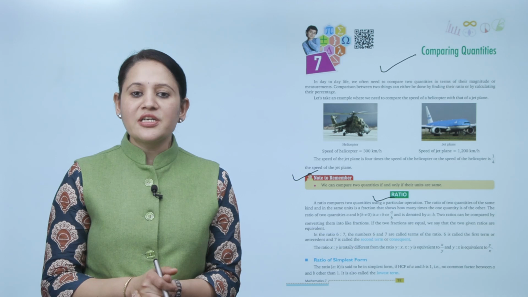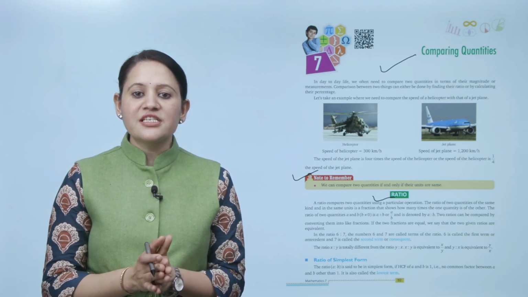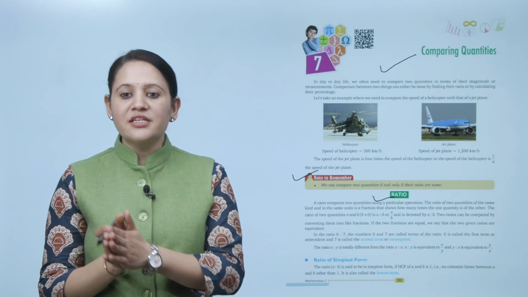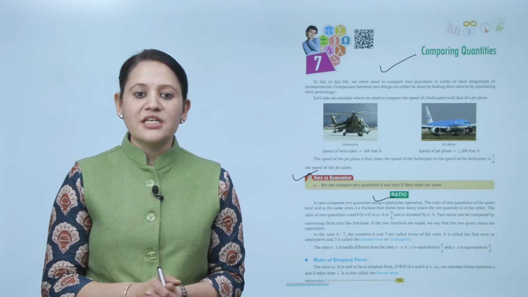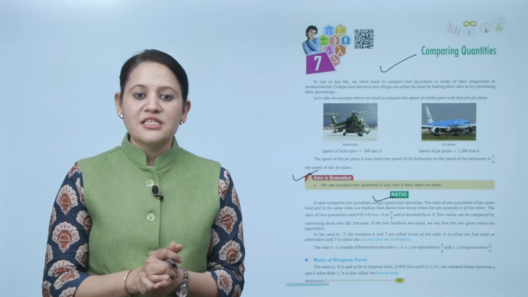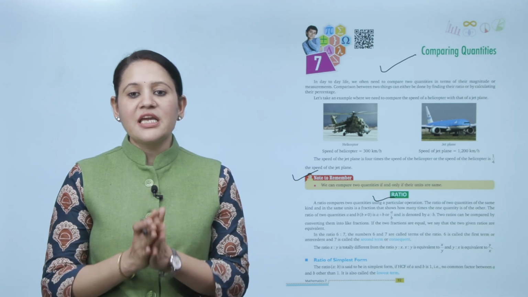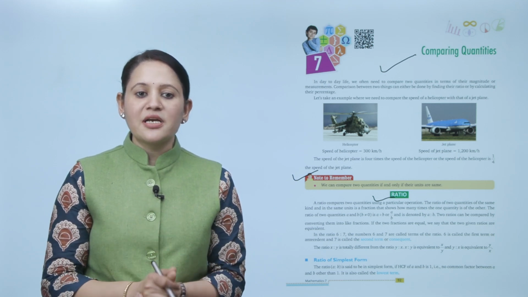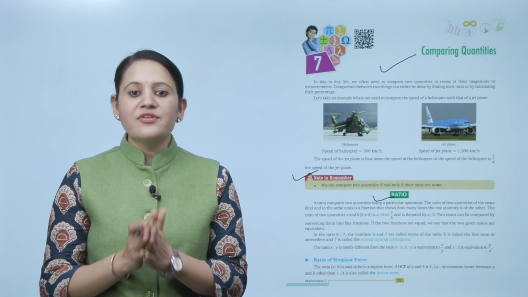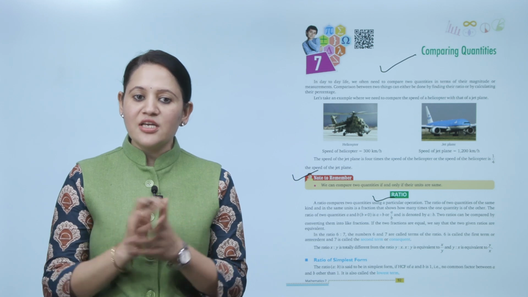The ratio of two quantities of the same kind and in the same unit is the fraction that shows how many times one quantity is of the other. The ratio of two quantities A and B, with B not equal to 0, is A divided by B, or A upon B, and is denoted by A ratio B. Two ratios can be compared by converting them into like fractions. If the two fractions are equal, we say that the two given ratios are equivalent.